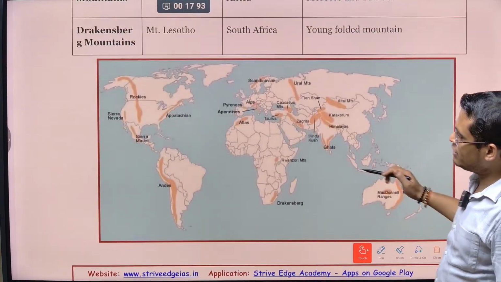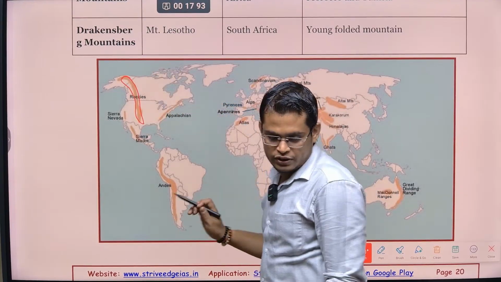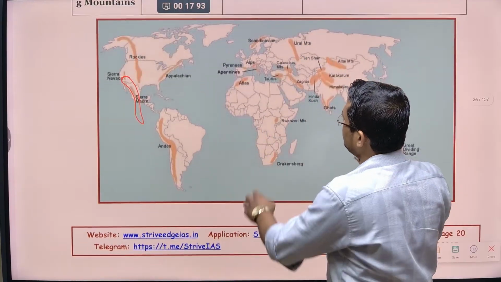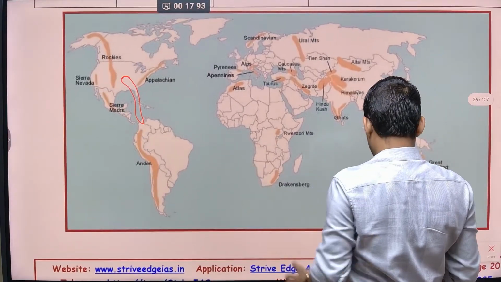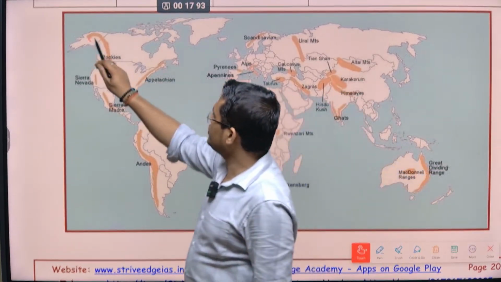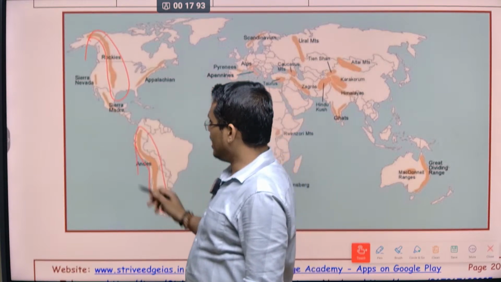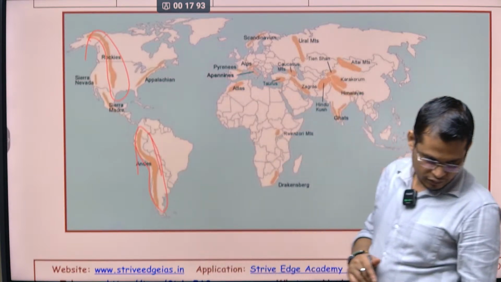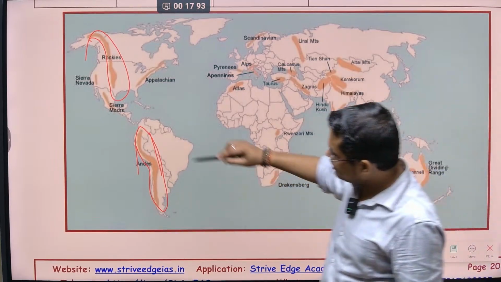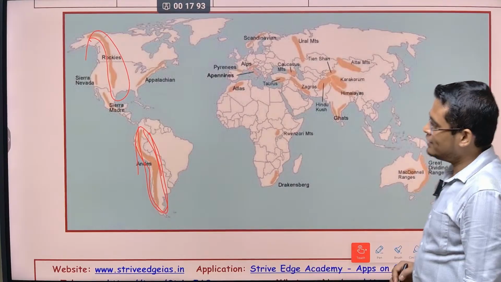So you can see this is called Rockies mountain. It is in North America. Is this map visible to everyone? Yes, it is visible. So this is called Rockies mountain of North America. This is called Andes mountain. You can see this is the longest, not largest, it is the longest mountain. You can say the longest continuous mountain is Andes.